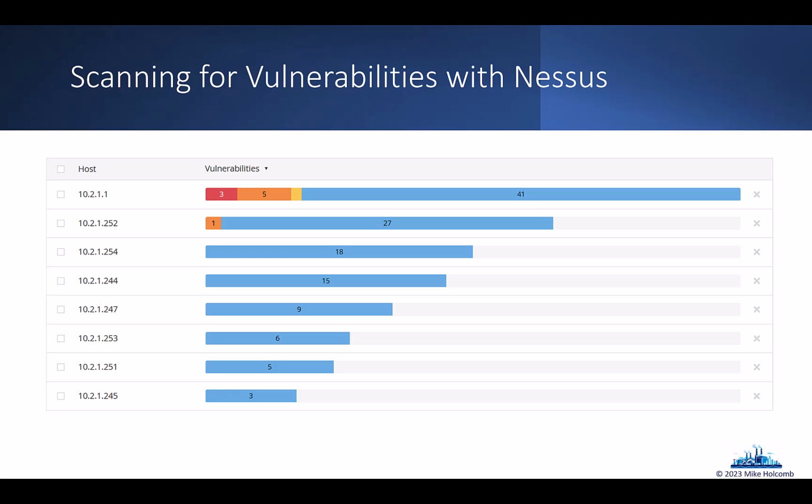And then you get a nice little view like this to understand, oh, okay, I have like 8 machines in the environment. 6 of them look good, but 2 of them have vulnerabilities I need to take care of. And 10.2.1.1 looks really bad, so I better get on that. But in this case, I can't do anything about it because it's my ISP device.